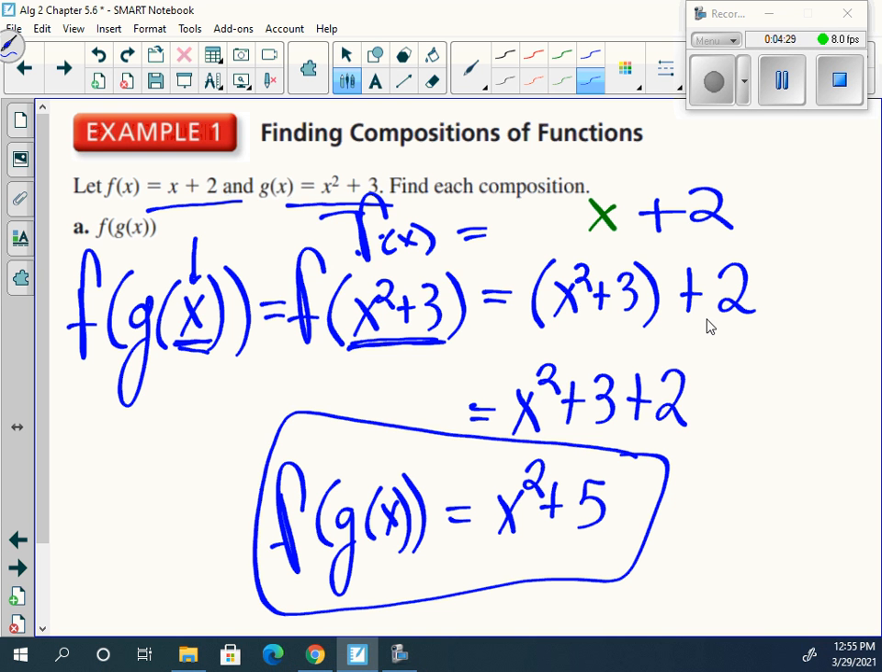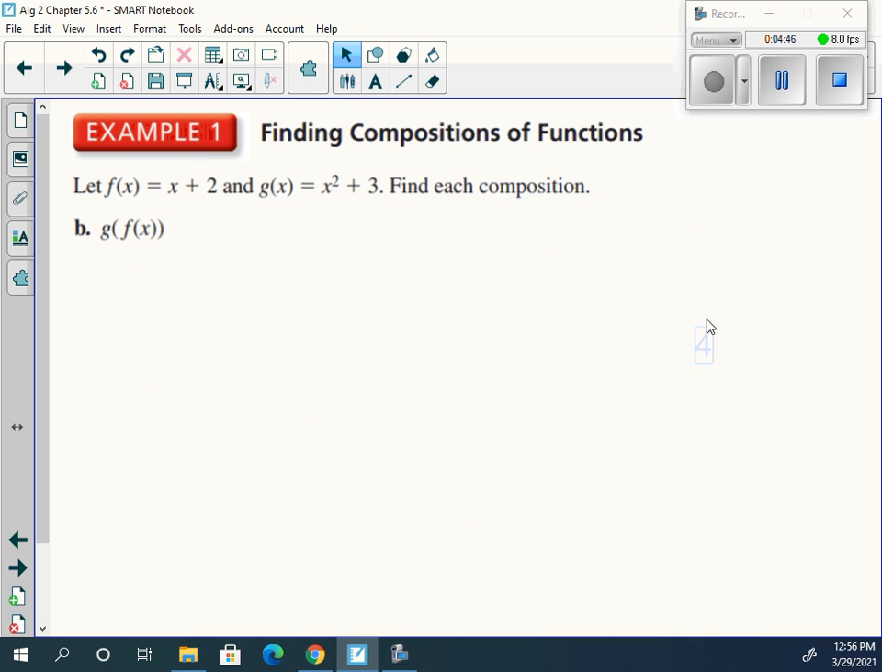So, why did we have to write out all the f's and the g's? Because you could just look at x plus 2 and x squared plus 3, add them together, and get x squared plus 5. Well, let's check it on the next one and see what happens, because that's probably going to answer your question. The next one we're going to do is g of f of x. So we're going to go the other direction and see what happens.